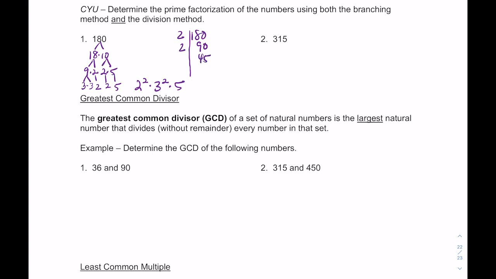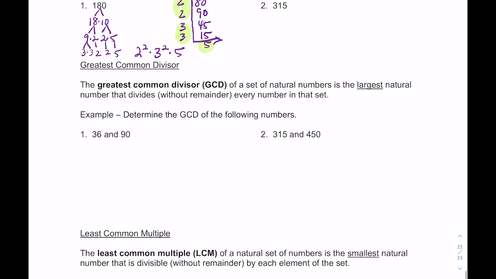Now I know 2 will not go into 45, but 3 goes into it. 3 goes into 45 15 times. Okay, 3 goes into 15 5 times. And then that's it. So let me draw my line here. So my answer is going to be 2 squared times 3 squared times 5. Okay, you all can try 315.